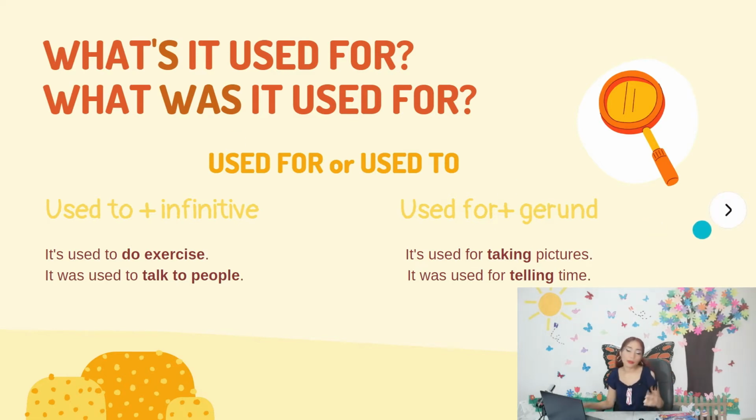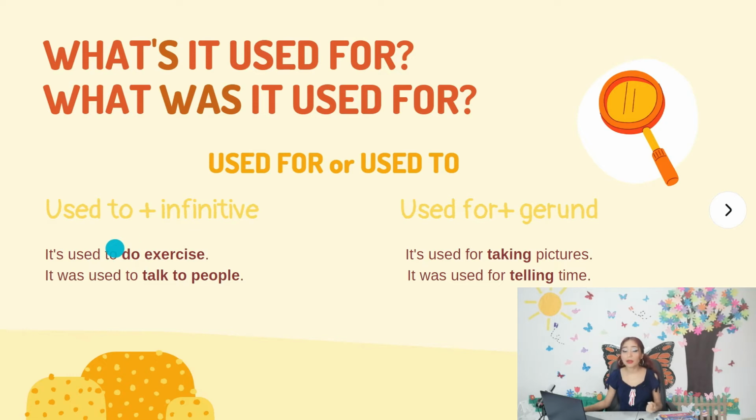But what is a gerund? Remember that a gerund is when you add ing at the end of the verb, like walking, dancing, singing, talking, recording, inventing, etc. That is a gerund. Once we have reviewed what a gerund is and what an infinitive is, let's check it out. We have used to plus infinitive. Anytime that you see used to, the next verb needs to be an infinitive. You cannot write a gerund: used to dancing. That's not correct.